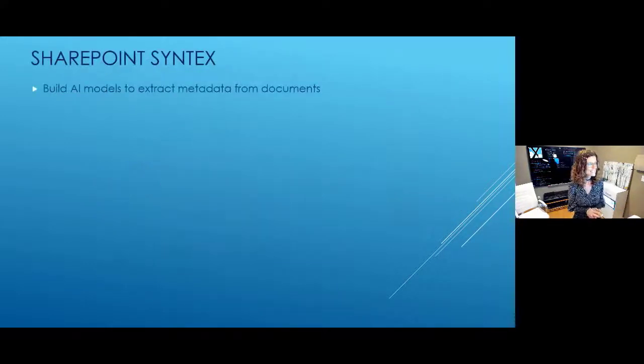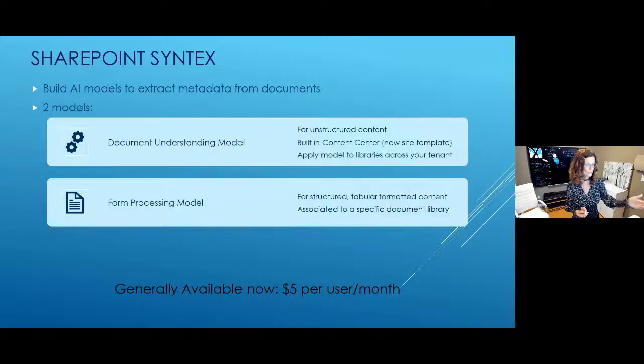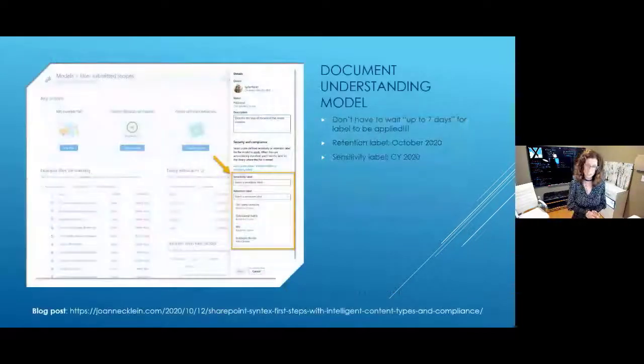On the SharePoint syntax side, this is this new feature solution coming out of Project Cortex. You build AI models to extract metadata from documents. So there's a couple different models there, but based on this, if it detects a certain document that kind of meets your model, it can then apply a retention label and soon a sensitivity label. So I've blogged about that. There's a link on the bottom just a couple days ago. I'm pretty impressed with this capability. It works really well. So you define the model once and then you can apply it to many libraries across your site.